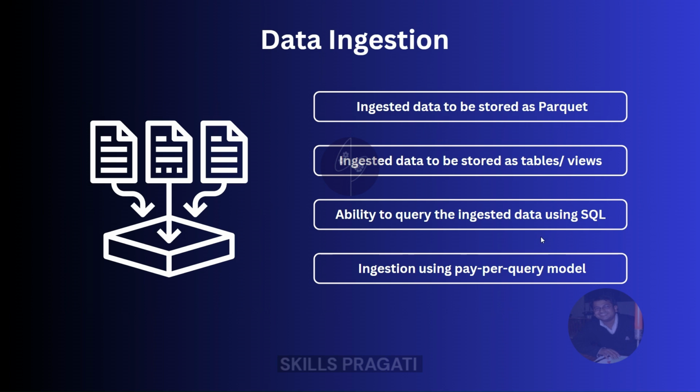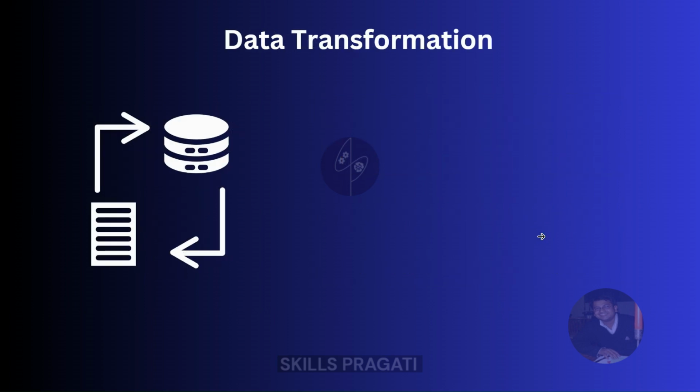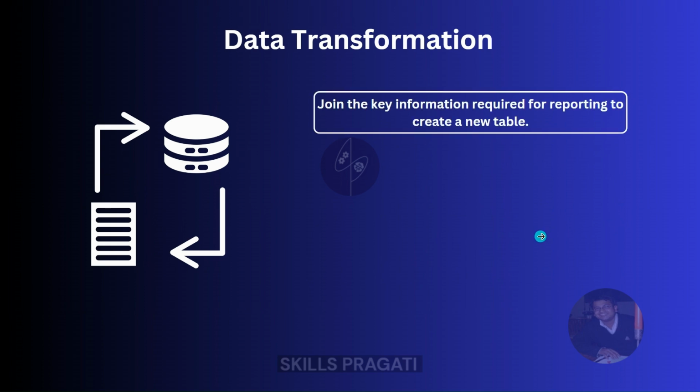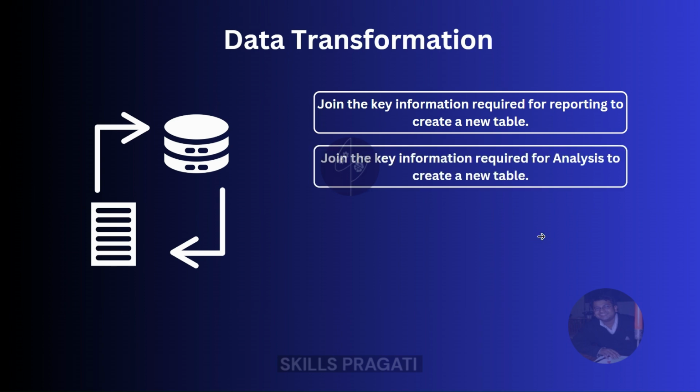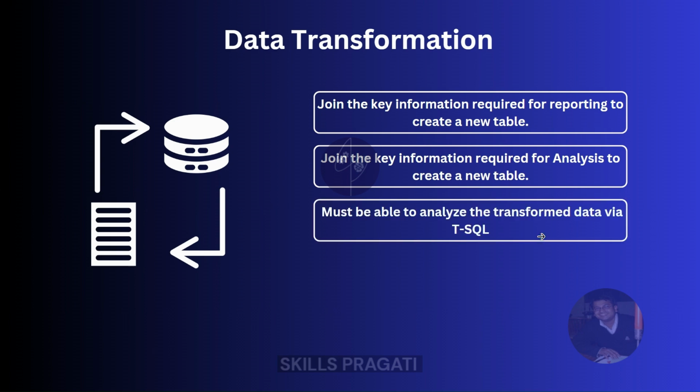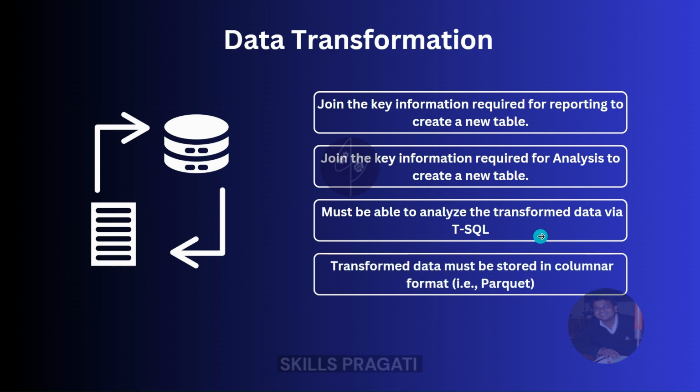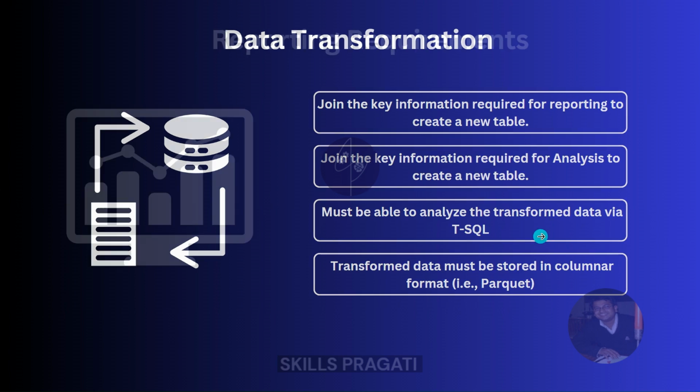Let's now take a look at the transformation requirements. We need tables that provide the data joined from the key data items that are required for reporting. For example, data from trips and taxi zones combined so that we can produce BI reports from this table. Similarly, we need tables and data sets with the data joined to satisfy the analytical requirements. Also, transformed data must be available for consumption via T-SQL for ease of use for both analysis as well as BI tools. And finally, the transformed data should be stored in columnar format such as Parquet.